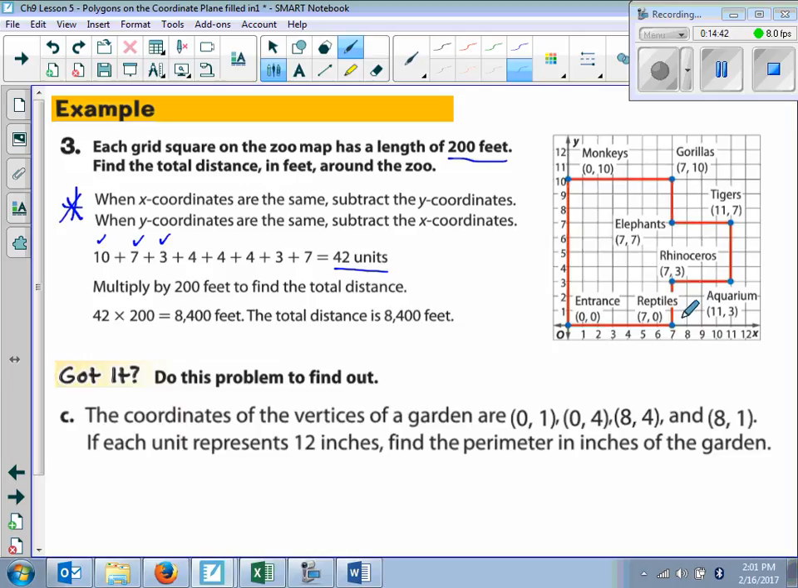But the distance around the zoo in real life, what do I have to do to these units? I need to multiply times 200, right? So 42 times 200 gives me 8,400 feet. So the total distance around the entire zoo is 8,400 feet.